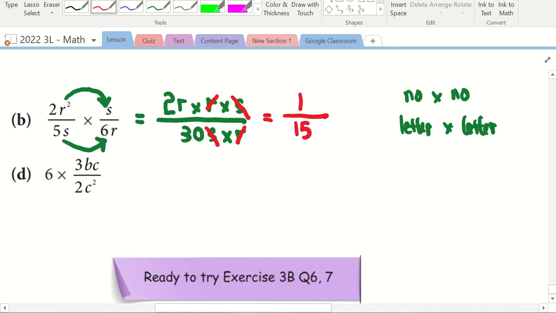Check. What are the letters left on top? R. Any letter left below? No. So, is this the final answer? This can be the final answer. But I can also write it another way. What is it? R over 15. Both answers are acceptable because the number 1 is invisible.